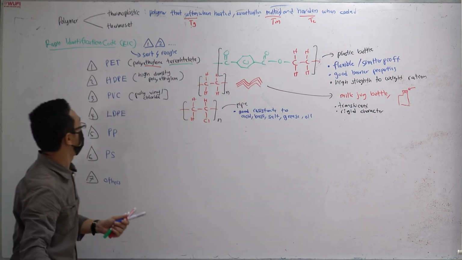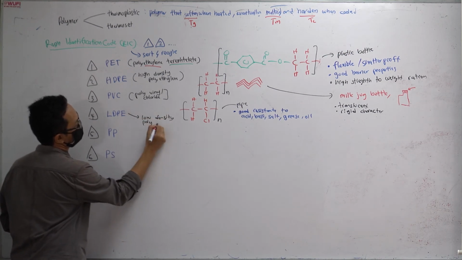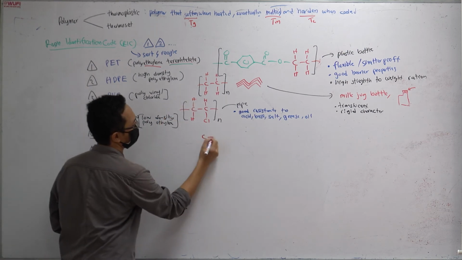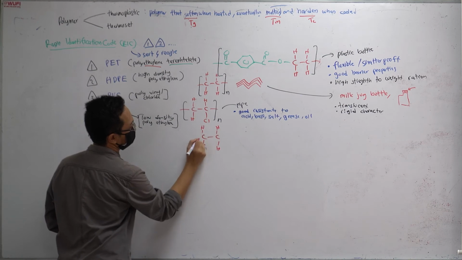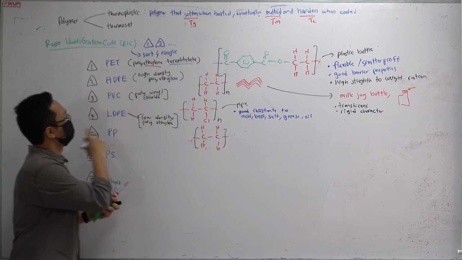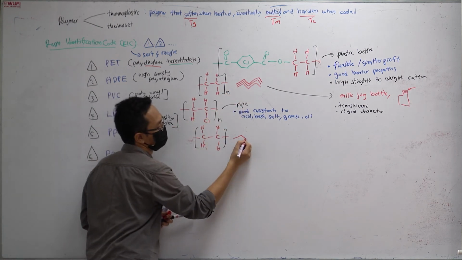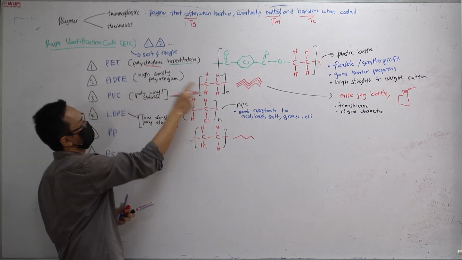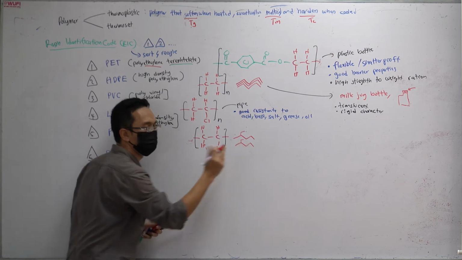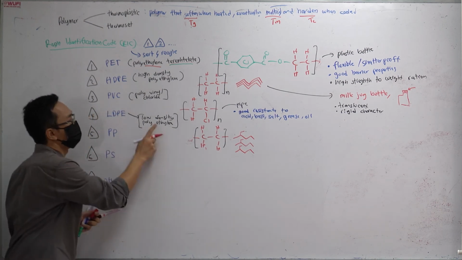Okay, so next is LDPE. LDPE is low density polyethylene. So it's the same like this, you have a repeat unit like this also, CH, H, and H. The difference between LDPE and HDPE is the molecular packing. If this is HDPE, the LDPE normally has branches. Because you have branches, when you pack, it cannot pack dense. When you cannot pack very dense, it has low density. That's why we call it low density polyethylene.